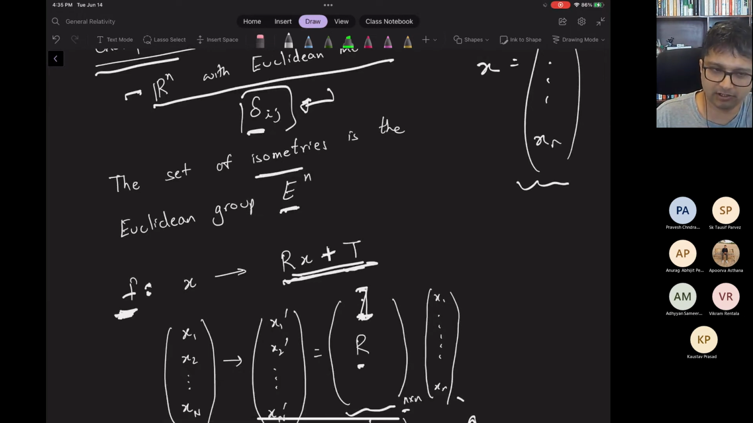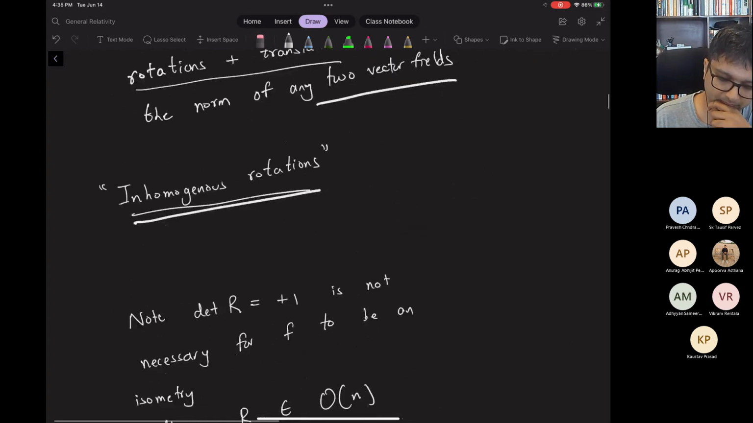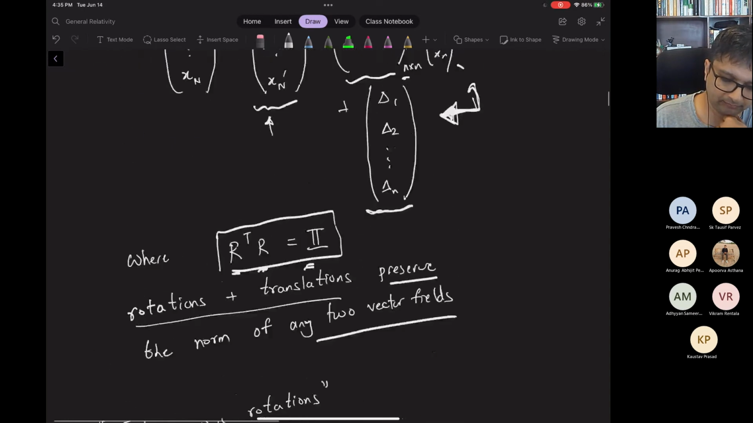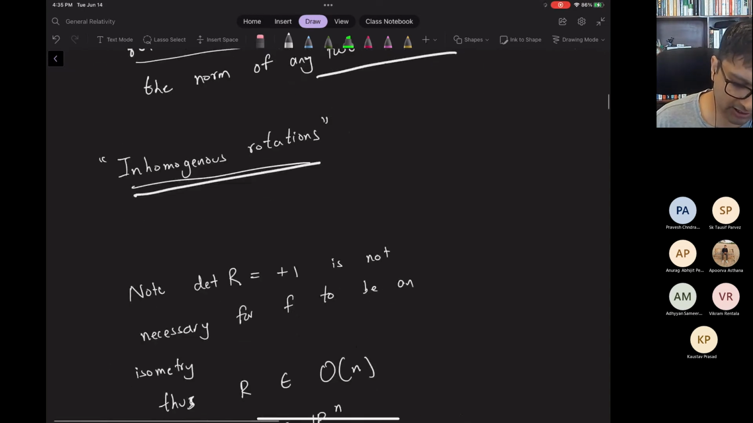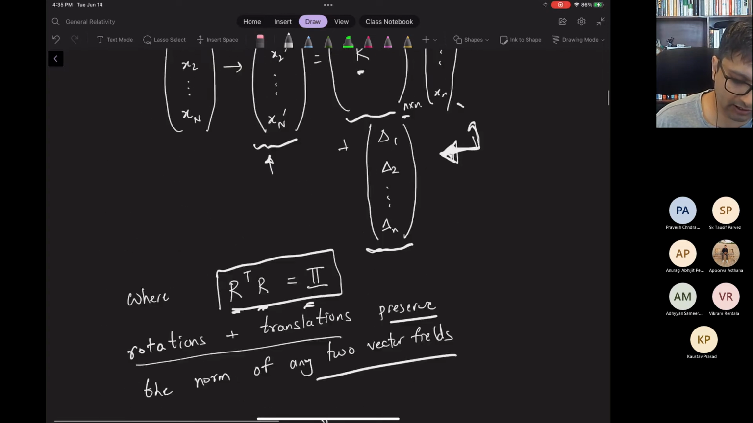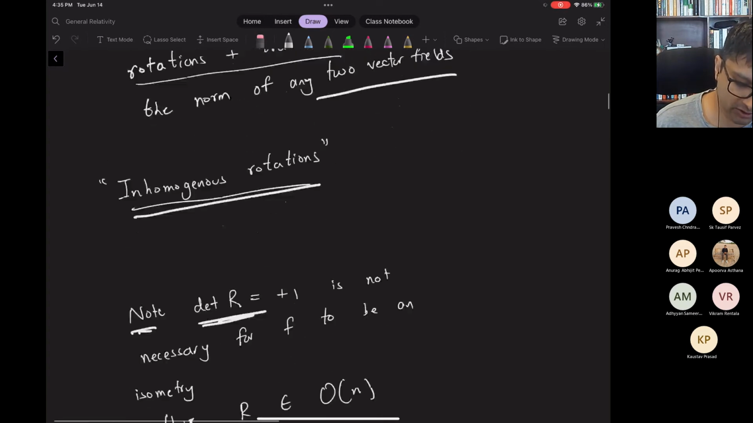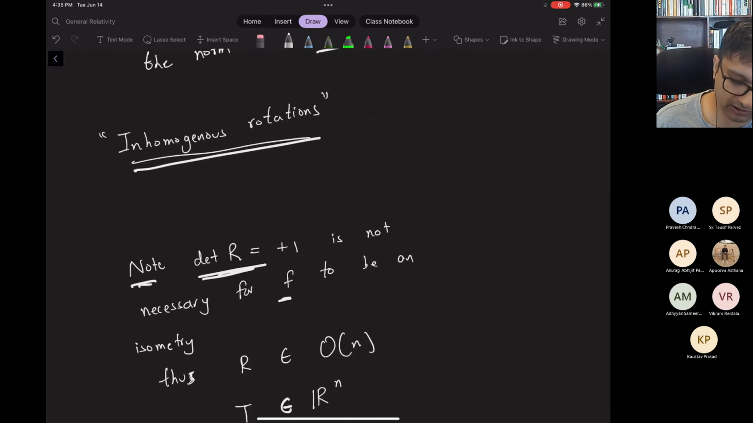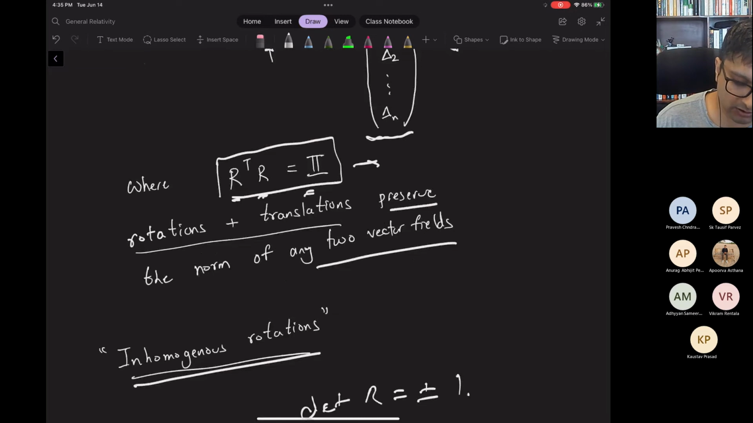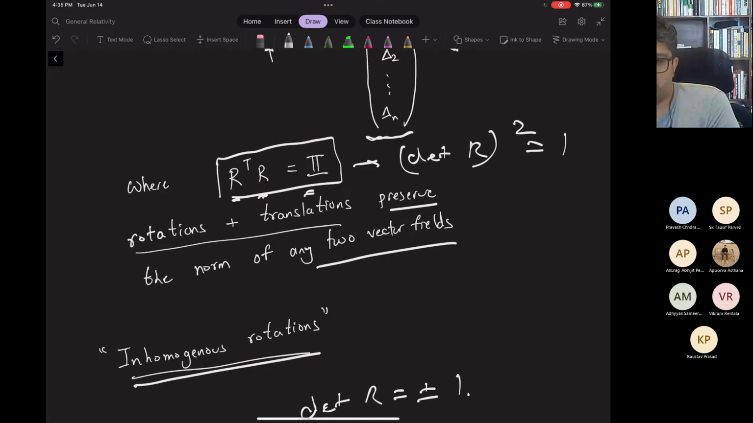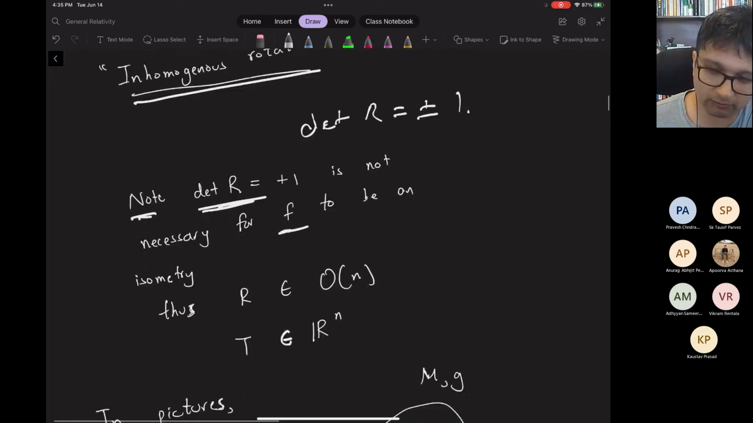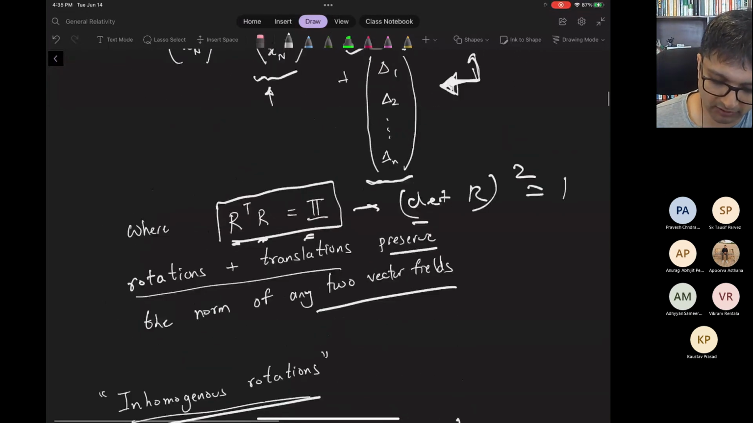That is, it preserves, either you can think of preserving the metric or preserving the inner product of two vectors. One thing that I'll mention is that it's not necessary that the determinant of R is +1. This is not a necessary condition for F to be an isometry. Determinant of R can be either +1 or -1. From this condition alone, if you take the determinant of both sides, I will get determinant of R squared is 1, which means determinant of R can be +1 or -1. So you have what are called proper rotations and improper rotations that involve the parity operation.